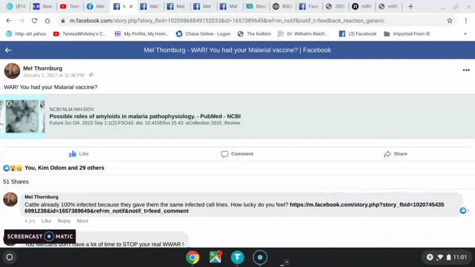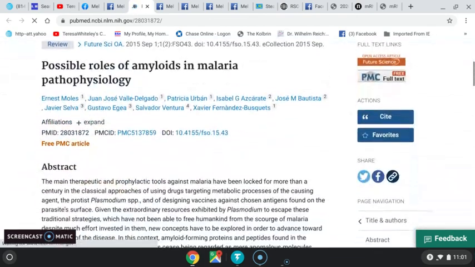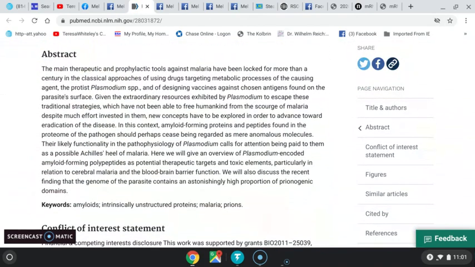You had your malarial vaccine, possible roles of amyloid in malarial pathophysiology. The main therapeutic and prophylactic tools against malaria have been locked for more than a century in classical approaches of using drugs targeting metabolic processes, then causing the causing agent, the Proteus plasmodium, and of designing vaccines against chosen antigens found on the parasite surface.